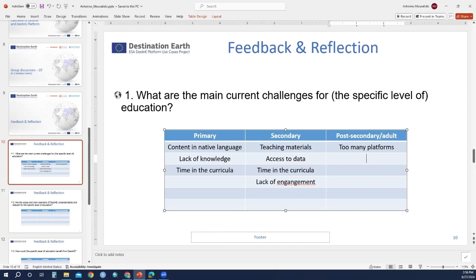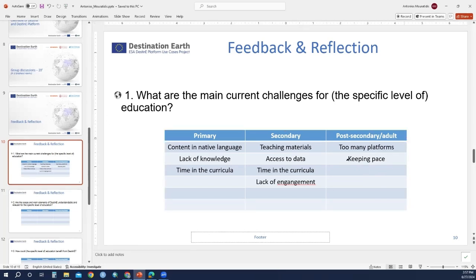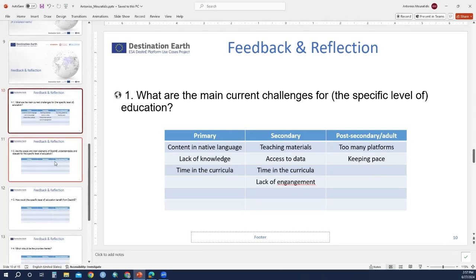Then a connected point is keeping pace with all the advancements in science and technology and informatics. One is the result of the other, so they are connected, but we did not have any comments on a lack of time, the curriculum and so on. So there is obviously more freedom in this part. Thank you. We will of course analyze all this later in much more detail.